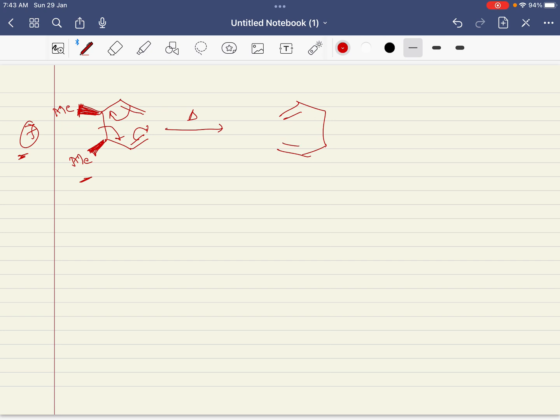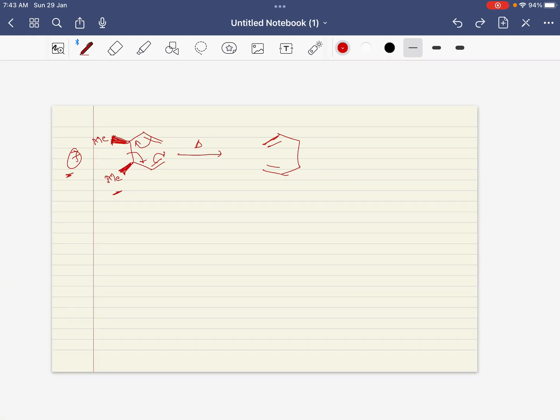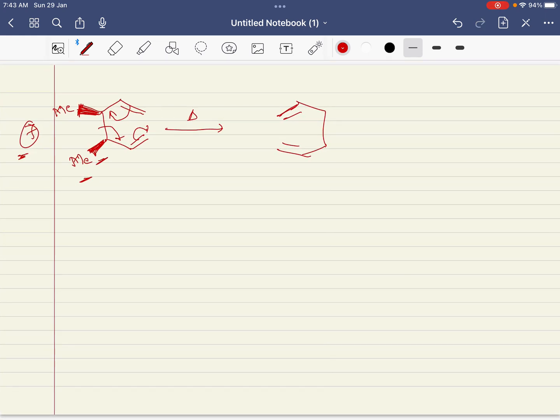So it looks like the product is this. But the challenge here is whether I have to write these methyl groups outside or inside. This methyl group, whether should I write it cis or trans? That is a challenge for me here. So how to solve that? Here stereochemistry will help us.